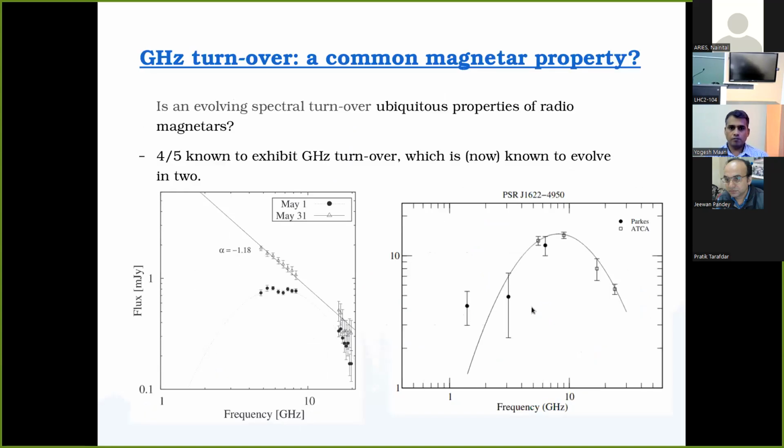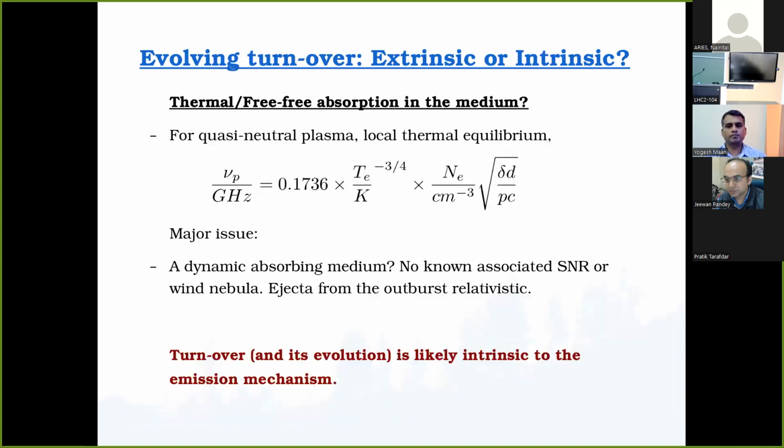The turnover itself has been seen in a few other magnetars, but a shift in the turnover, and that too with that kind of gradual shift, is the first time we are seeing in any magnetar. So how to explain the turnover as well as its shift? One possibility is that there was thermal absorption in the medium somewhere. We could explain that, but there are two major issues.